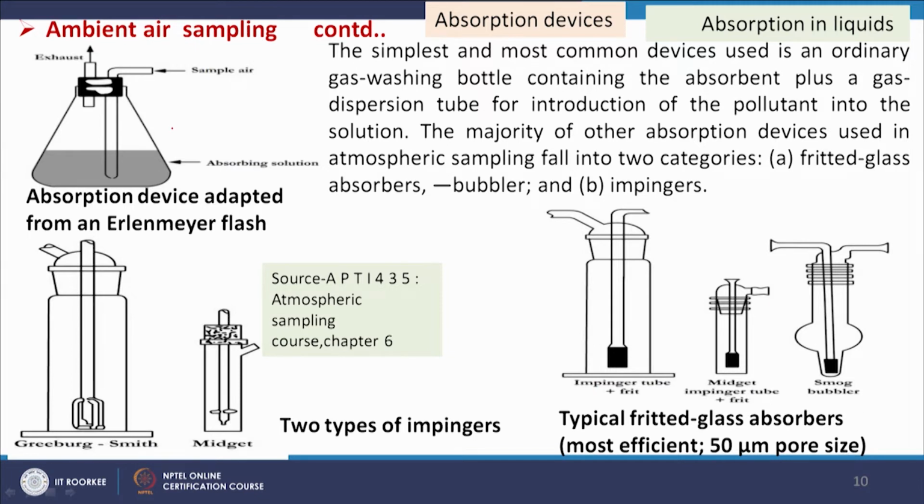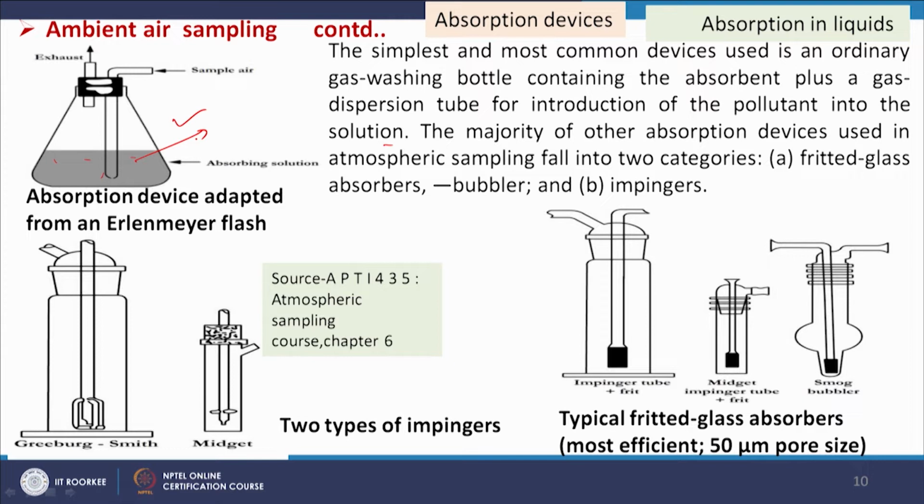This is a very simple one, the simplest and the most common device used is an ordinary gas washing bottle containing the absorbent plus a gas dispersion tube for introduction of the pollutant into the solution. So, from this the gas will be coming, we will be having some liquid and then the pollutants or the elements will be absorbed here, the rest of the gas will be going out. So, then we will be collecting this one and we will analyze it. So, that way we will be able to get the sample and do further analysis.